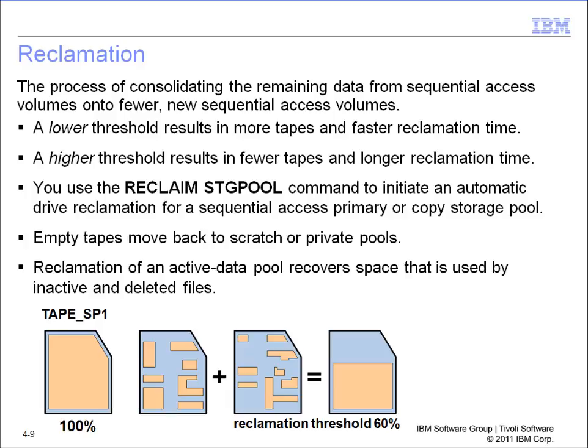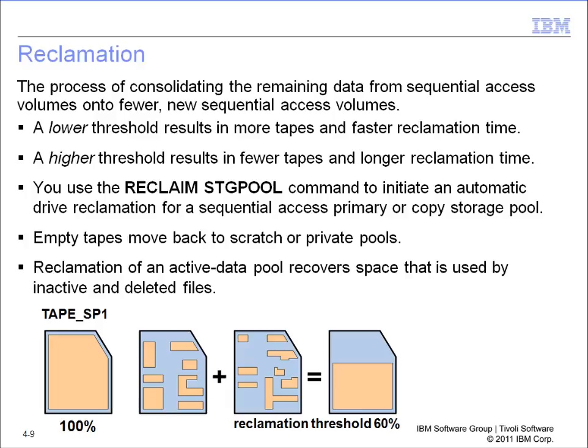You're going to set a threshold. The lower the threshold, the more tapes and faster the reclamation time. The higher the threshold, it's fewer tapes and longer reclamation time. So you set a threshold, say when a tape reaches 60%, start reclamation. Your tape library is going to use 2 drives. It's going to move data from the volume that has 60% expired data onto another volume. Then you're going to have an empty volume you can return to the scratch pool or a private pool.